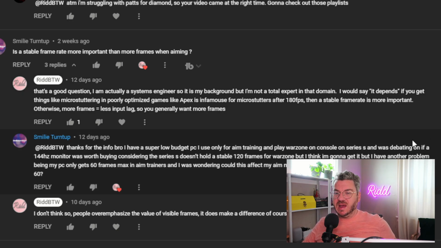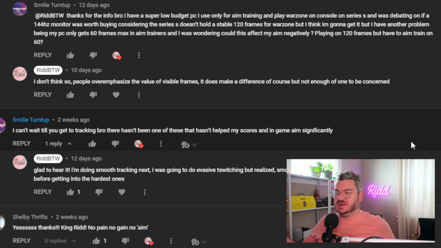Some games are poorly optimized, like Apex Legends is infamous for this. I don't know if they fixed it yet, but most people cap their frames around 180 FPS, even if they can go way higher, just because they get micro stutters. Oh, and a follow-up question: if for some reason you have to cap your frames in aim trainers but play at a different frame rate in your FPS game, is it a big difference?